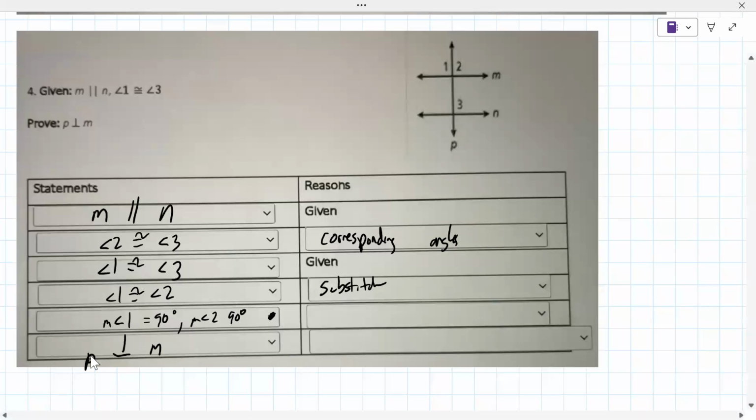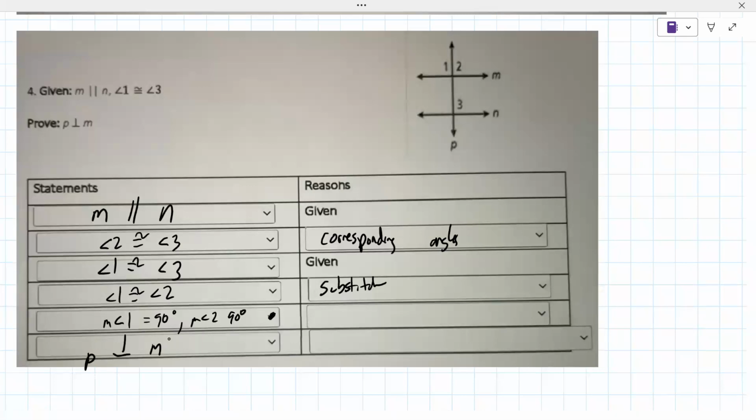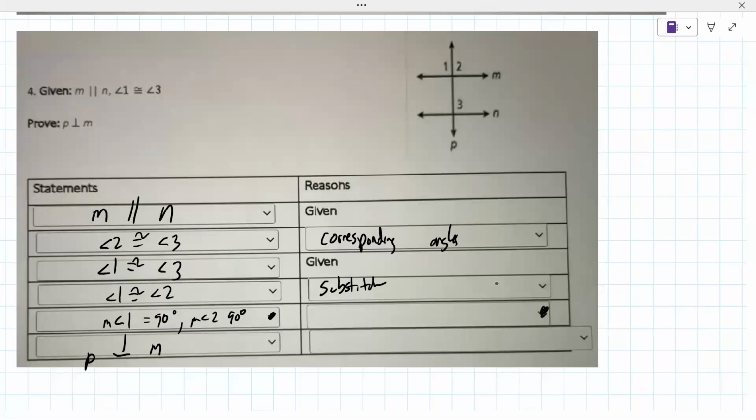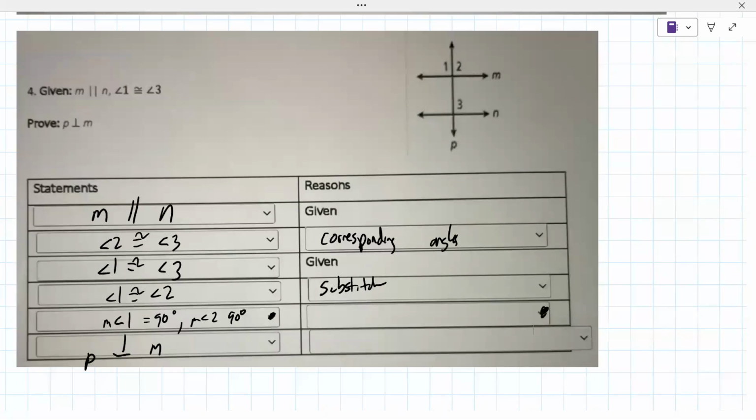Okay. And that means they're perpendicular to M because of the con. I don't know what the drop down is for this one on the right either. It's probably something to do with the angles being 90, or if they're congruent and they're on a line, they must form a 90-degree angle. Anything like that there?